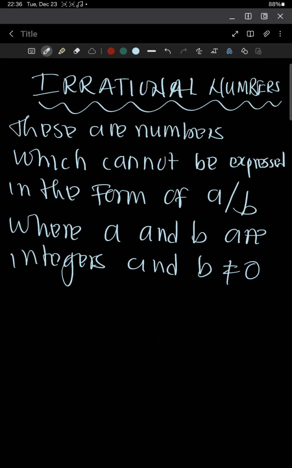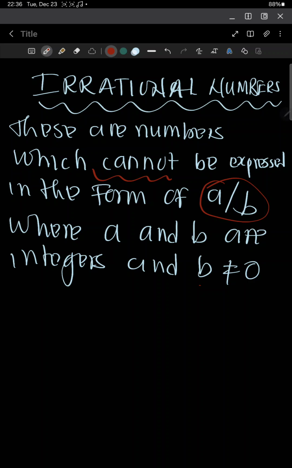These are numbers which cannot be expressed in the form of A over B, where A and B are integers and B is not equal to 0. Take note of this. An irrational number cannot be expressed in the form of A over B, and take note of this condition, B should not be equal to 0. It is very important to know the definition, because this definition is essential for us to solve the following examples.